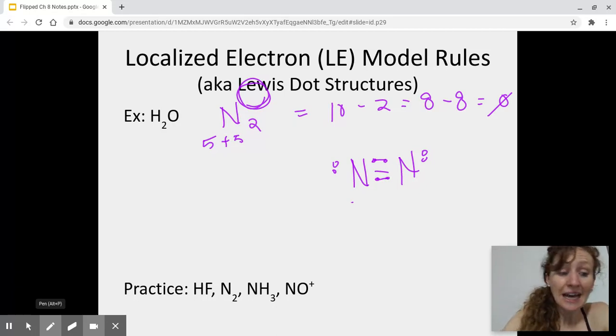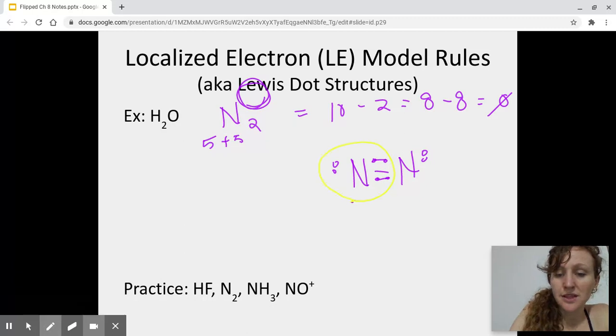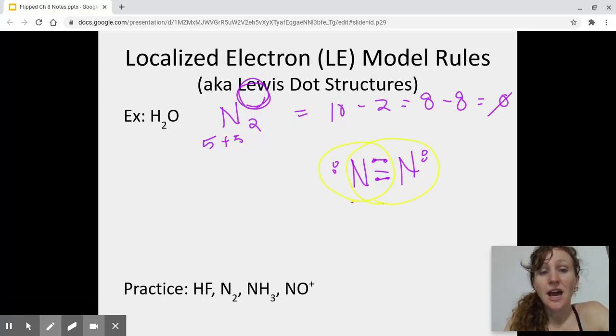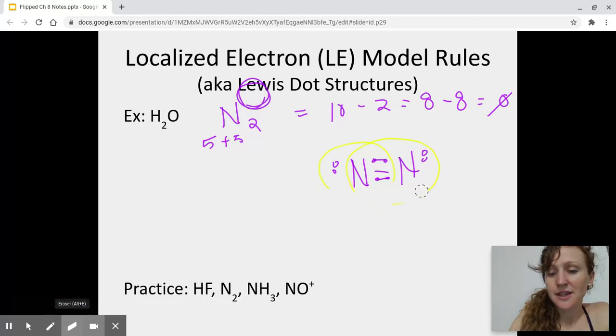Okay, but now both nitrogens have an octet. Look at this. So 8 for this nitrogen, 8 for this nitrogen. Everyone has 8. Everyone's happy. I've used up all my electrons, and I now have a completed Lewis structure, okay? So that's what it looks like to use multiple bonds.